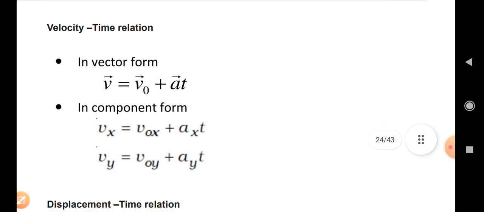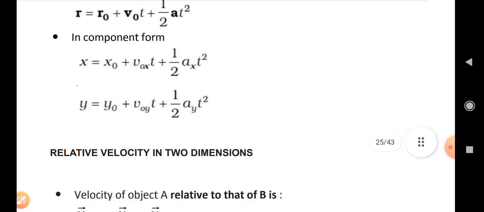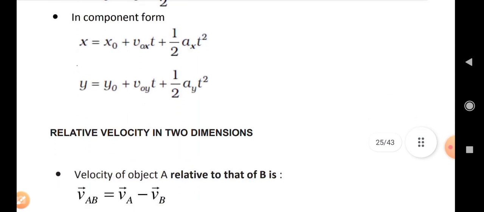Velocity time relation: v is equal to u plus at. Displacement time relation: s is equal to ut plus half at square.